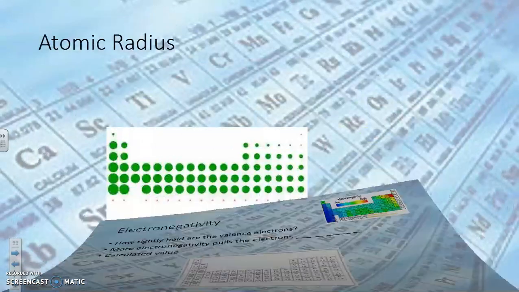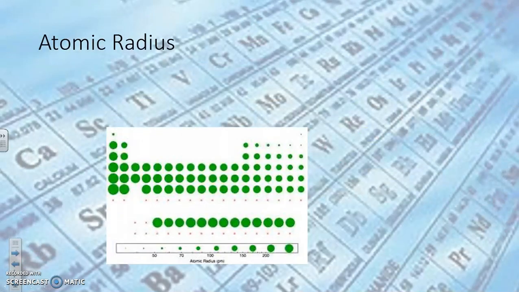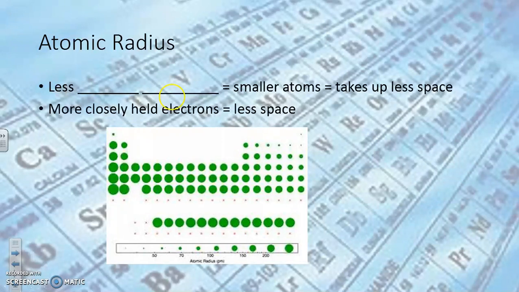Okay. The next one we talk about is atomic radius. And atomic radius talks about the size of the atom, or how big the radius of the atom is. All right. Less energy level equals a smaller atom, which means it takes up less space.